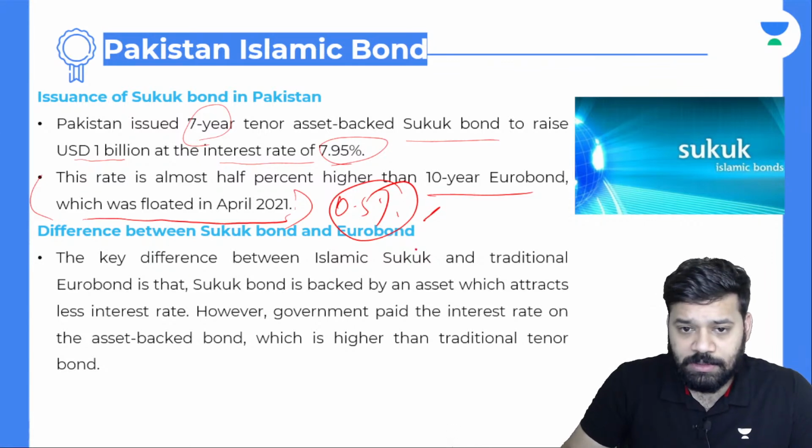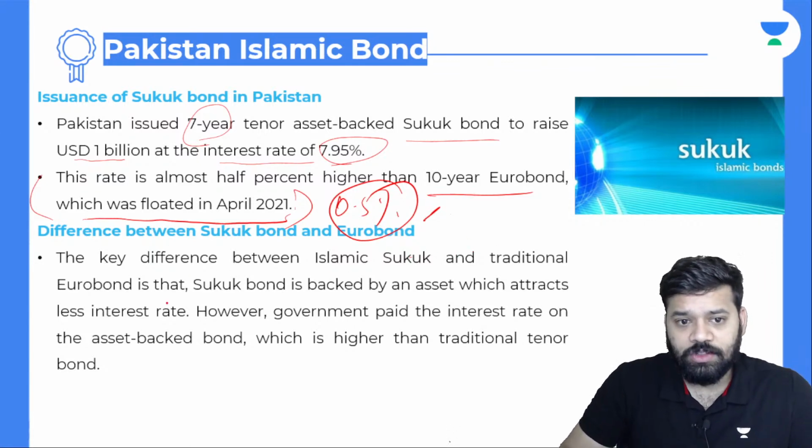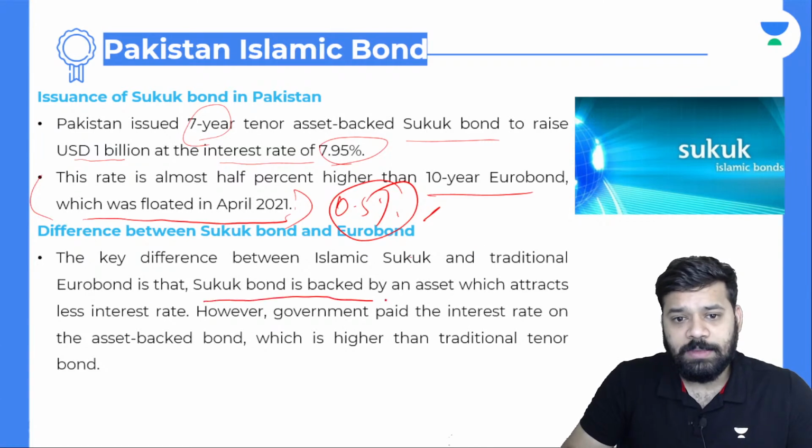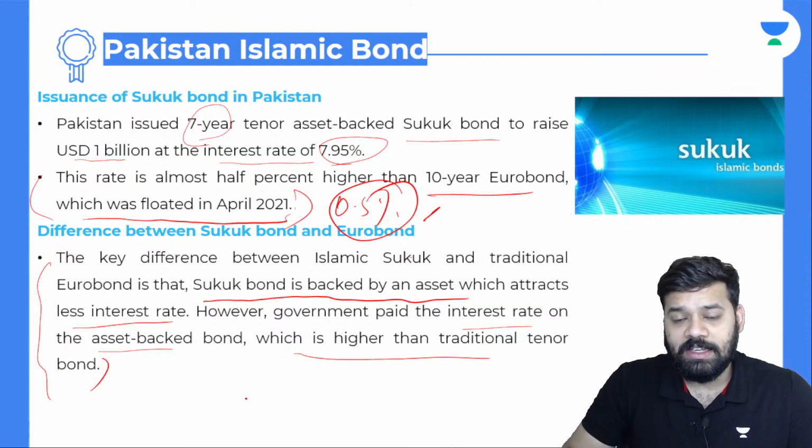The key difference between the Islamic Sukuk bond and the traditional Euro bond is that the Sukuk bond is backed by an asset, which attracts a lower interest rate. However, the government paid an interest rate on the asset-backed bond which is higher than the traditional tenor bond because they wanted a loan immediately to keep their reserves higher so that repayment can happen. So please do note this. What is a Sukuk bond? A Sukuk bond is an Islamic bond, and Pakistan has recently raised a Sukuk bond. That is all you need to remember.